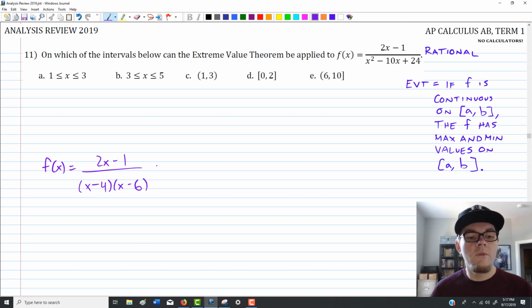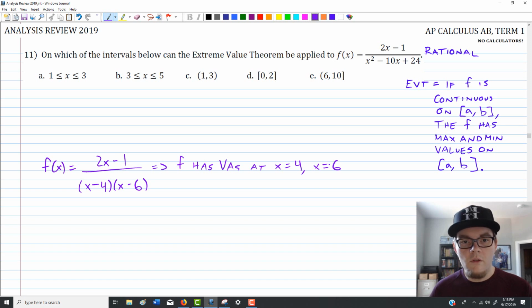It's okay. So what that tells me is that f has two vertical asymptotes. And specifically, those vertical asymptotes are at x equals 4 and x equals 6. So the reason this was such an essential place to start is that this tells us the places where f is not continuous. So basically, we have to look for any intervals that contain 4 and 6 because the presence of the vertical asymptote will disqualify us from using the extreme value theorem.